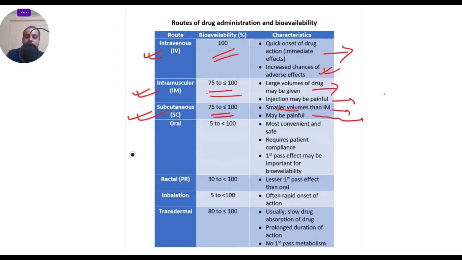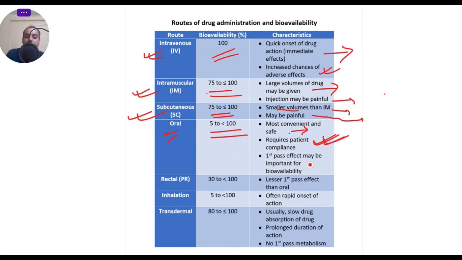So now moving on to the next route. The next route is perhaps one of the most common routes, and that is the oral route. However, the bioavailability varies from 5 to less than 100% for the oral route. But the advantage is that this is the most convenient and safe route, as we all know. However, it requires patient compliance. That is, the patient must be in a position to take this drug by themselves.